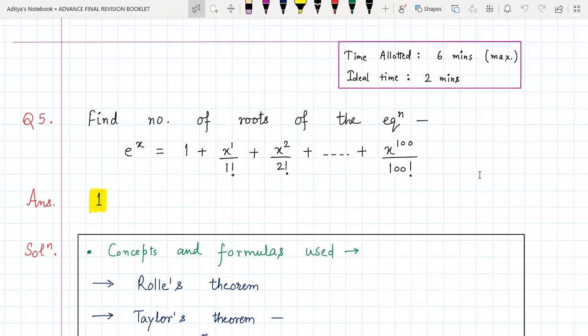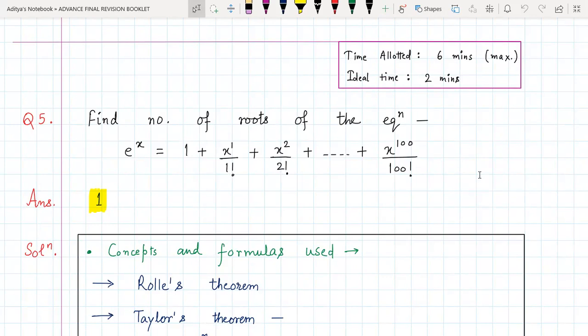Now, today we will be taking a look at two more different solutions of the questions that we have already seen. The question number 5. The question says: find the number of roots of the equation e power x is equal to 1 plus x power 1 upon 1 factorial all the way up to x power 100 upon 100 factorial.